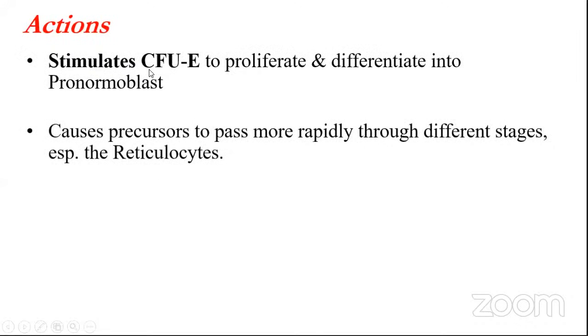So what are the actions? It stimulates the colony forming unit erythrocytes to proliferate and differentiate into pronormoblasts. It causes precursors to pass more rapidly through the different stages of erythropoiesis, mainly the reticulocytes. It mainly acts on the progenitor cells and the early precursor cells, especially stimulating the CFU and the BFU. It decreases the cell cycle length of the precursor cell so that there is enhanced mitosis and faster erythropoiesis can occur. Also it facilitates the maturation of the normoblast.